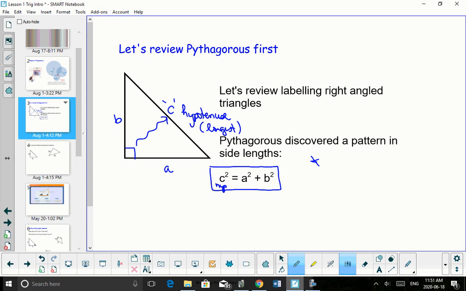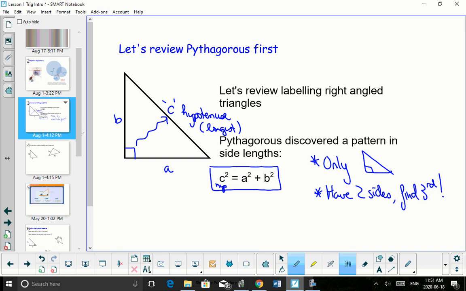Now a couple of things with Pythagoras. You can only use it on a right angle triangle. If you try to do it on a non-right angle triangle, you'll simply get out a wrong answer, but you won't know that it's wrong. So it can only be used on a right angle triangle. And then the other thing is you have to have 2 sides and you find the third.